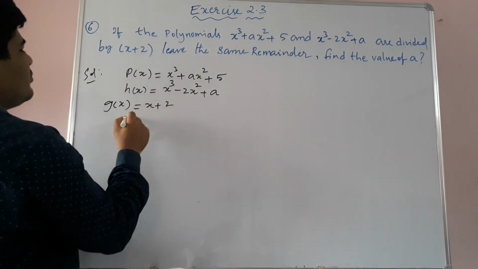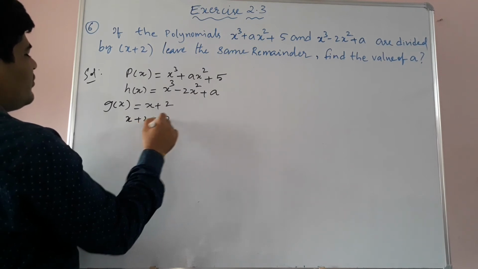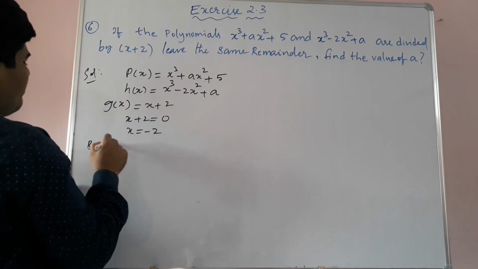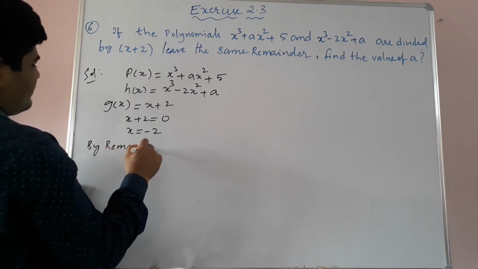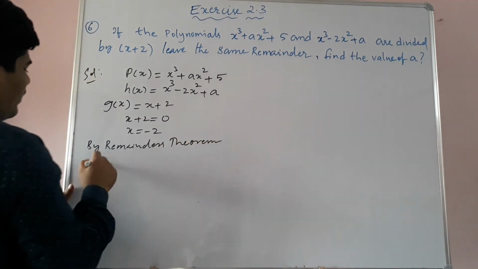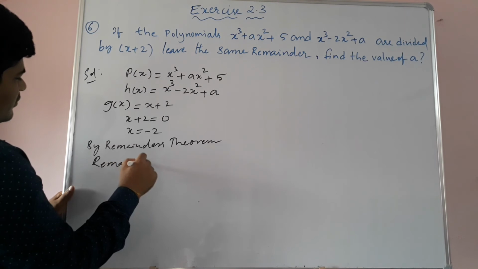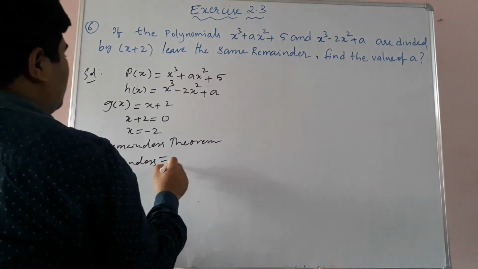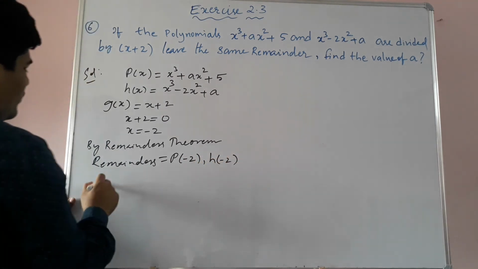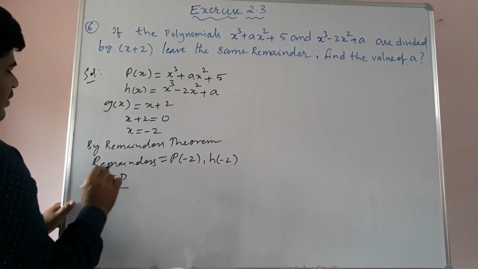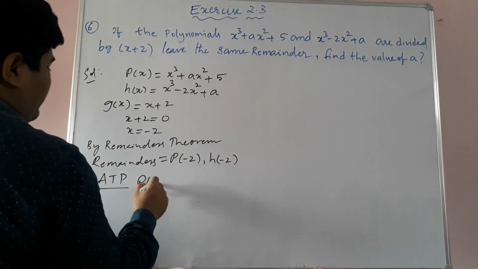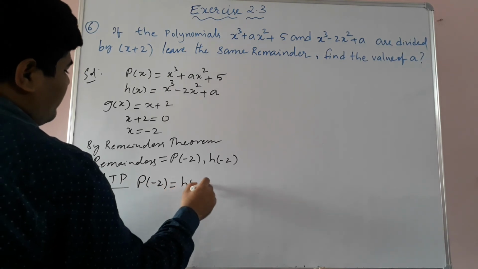Okay, so children, what we need to do? So this divisor polynomial should be equal to 0. So x plus 2 equal to 0 gives x is equal to negative 2. So by remainder theorem, what are the remainders, children? So remainders are p of negative 2 and h of negative 2. So according to the problem, these two remainders are same. P of minus 2 is equal to h of minus 2.